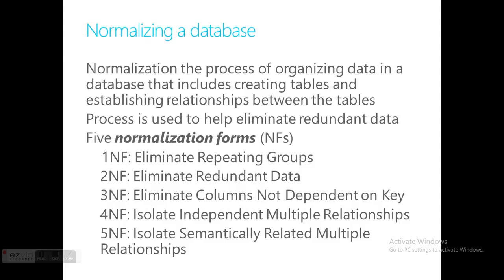We have 5 normalization forms. First normal form eliminates the repeating groups. Second normal form eliminates redundant data. Third normal form eliminates columns that are not dependent on the key. Fourth normal form isolates independent multiple relationships. Fifth normal form isolates semantically related multiple relationships.